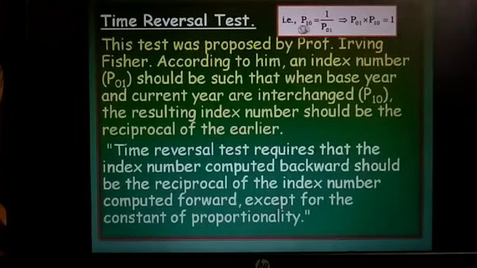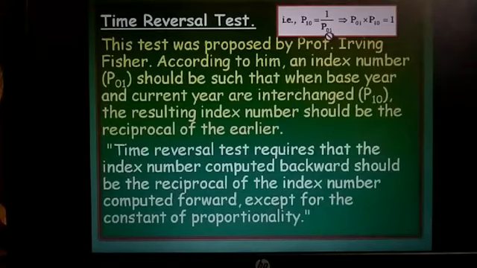So if you consider P10, the reciprocal of that is nothing but 1 divided by P10 actually. But the current year and base year have been changed here. When it is changed, it will be the reciprocal of this particular value. That's why the statement given in the first paragraph with yellow font can be written in terms of notation as P10 is equal to 1 divided by P01.